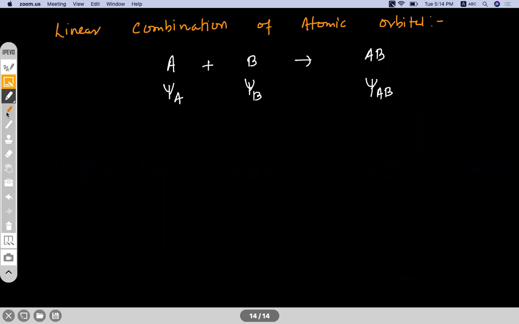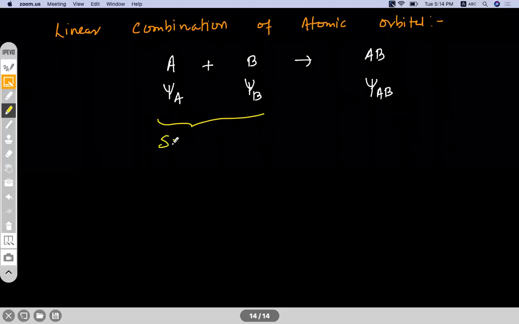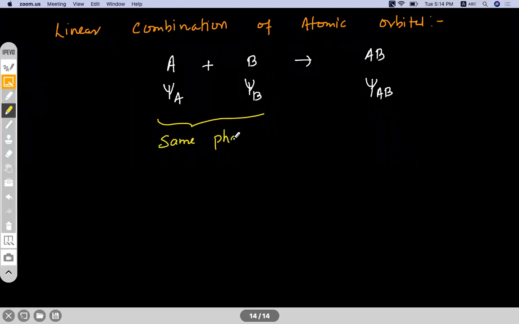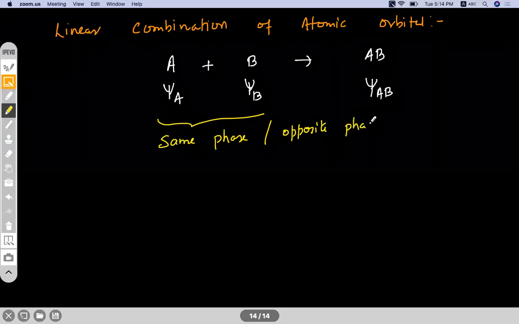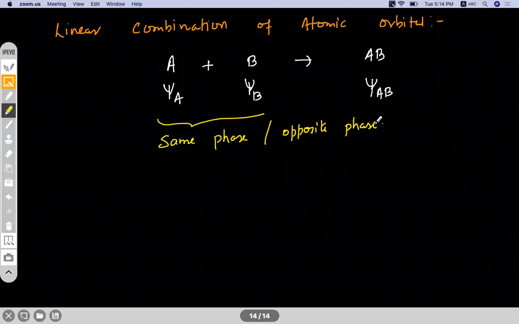So A and B atoms will have either the same phase or opposite phase. We are talking about the combination of orbitals of two different atoms. Orbitals are nothing but the path of electrons, so they must have some wave characteristics. That's why we are talking about wave functions here. This part is not important. They won't ask you any questions on this in JEE also. But since it is there, we are just discussing it.